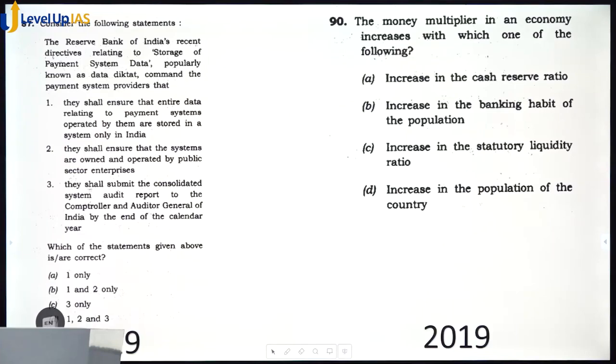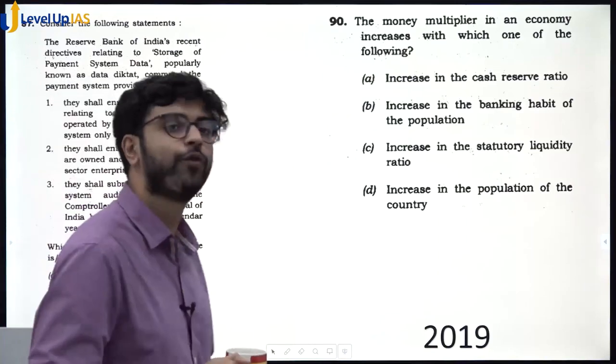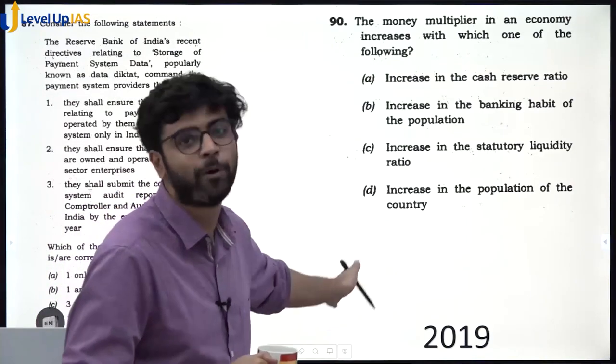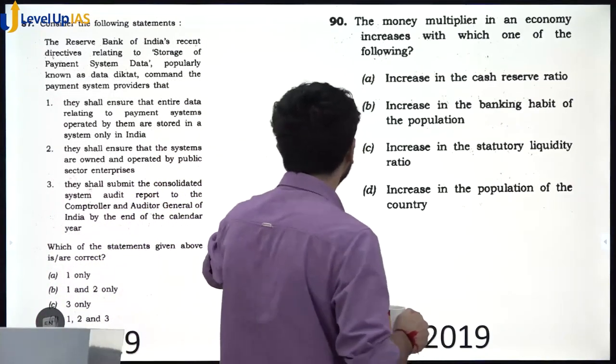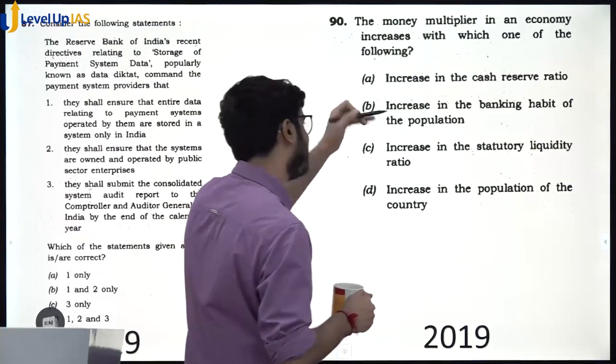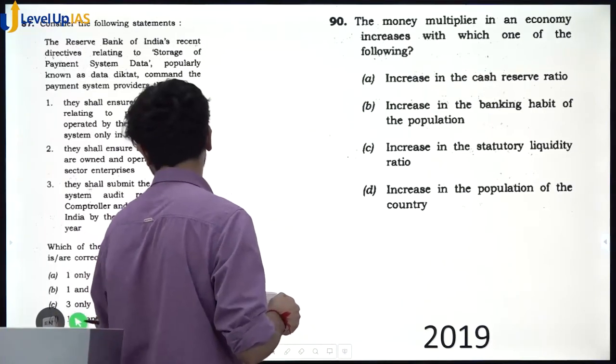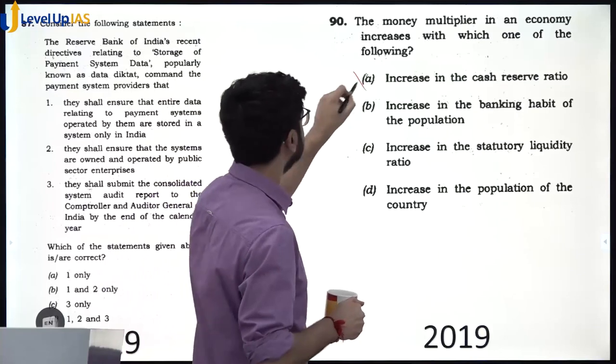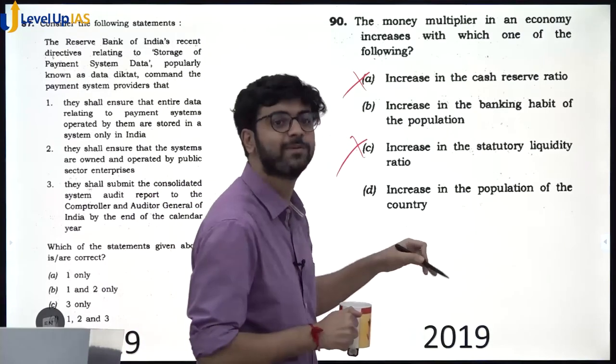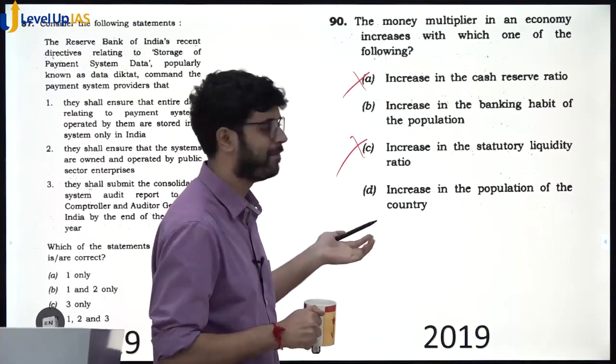We have just discussed money multiplier in the last lecture. What is the answer? Increase in CRR. We know that an increase in the ratio reduces the money multiplier. Increase in statutory liquidity. See, A and C, even if you don't know the answer, you know they are same options. This is basic understanding. A and C get over like this because they are the same. They cannot be one of them, right?